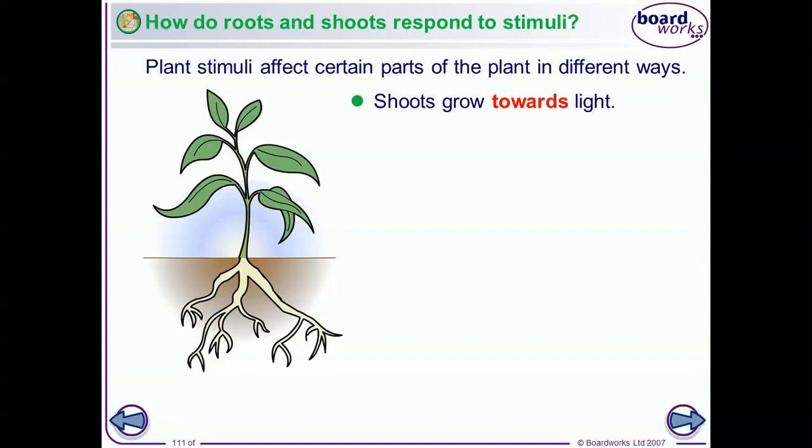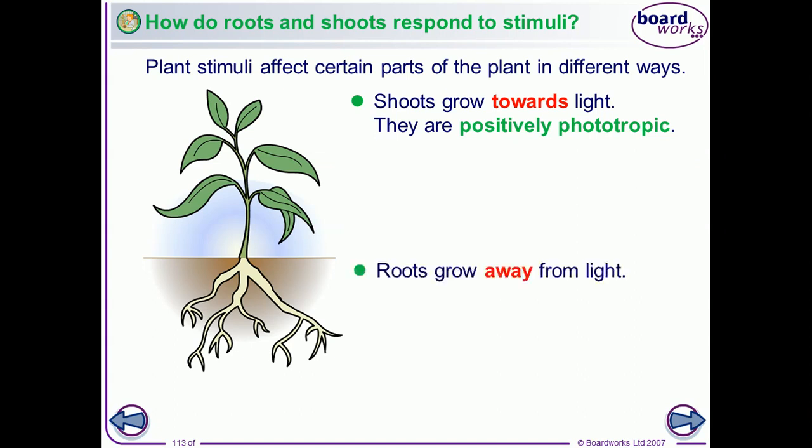Now there are further key words you want to use when explaining the reaction of the plant shoots, but also the roots. So shoots grow towards the light. We call that positively phototropic, and that is because those shoots are responding towards the light. It's positive and it's in the same direction. They're growing in the same direction as the light, so it's positively phototropic.